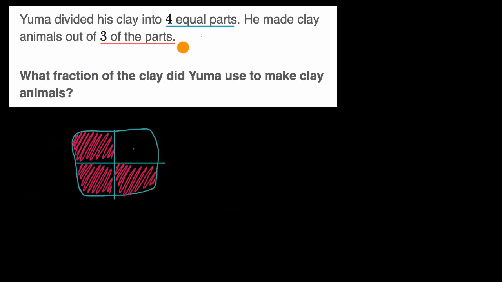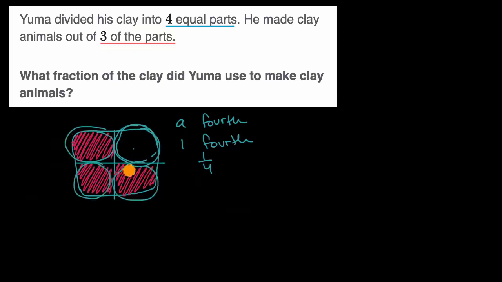So what would you call each of the equal parts? If I were to just focus on that right over there, you would call that a fourth. You could also represent it as 1/4, like that. That's if you were to just circle one of these equal parts, that one, or that one, or that one, or that one. Now if you're talking about all of his clay, what are you talking about?